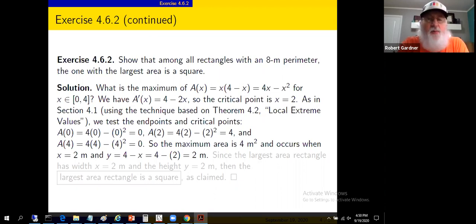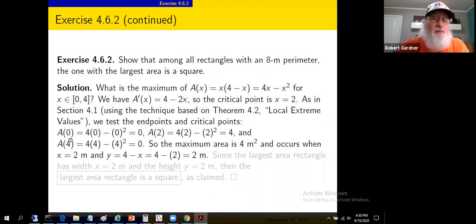It's the only critical point. The derivative is never 0 anywhere else, and the derivative is always defined. By the techniques of section 4.1, really it's based on theorem 4.2, local extreme values, the extreme value of a function on a closed and bounded interval occurs at critical points or endpoints. So we'll test the critical points and the endpoints.